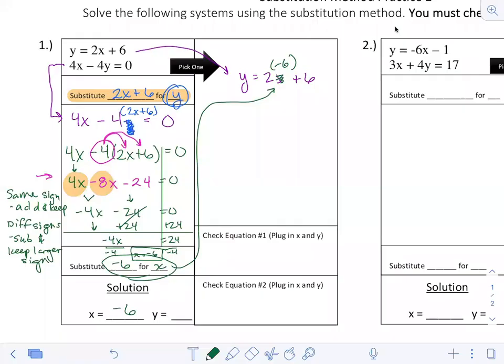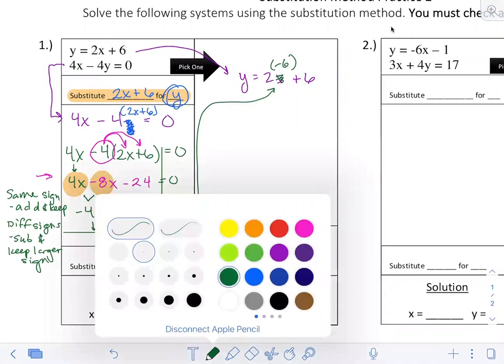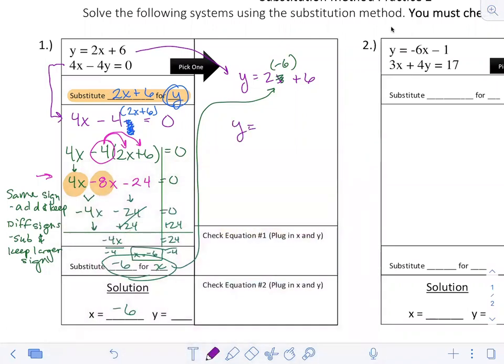All right, so let's go ahead and finish this up for y here. So we have y equals 2 times negative 6. That's negative 12 plus 6. Different signs again, so I subtract. Bigger number's 12. 12 is negative, so it's a negative 6. So x is negative 6 and y is negative 6. Good. That's your answer there for number 1.